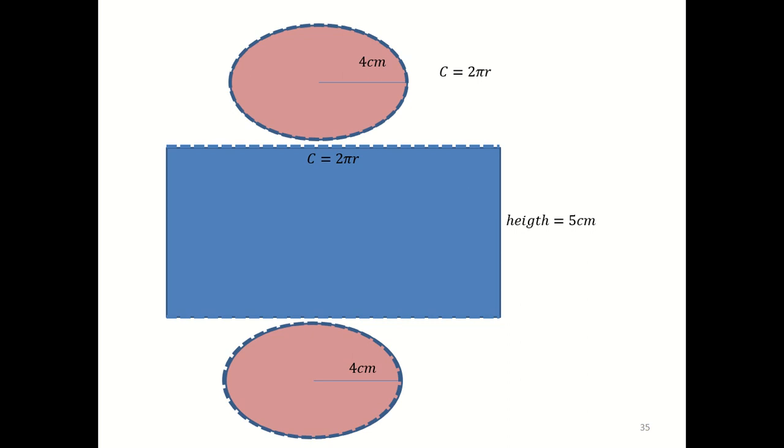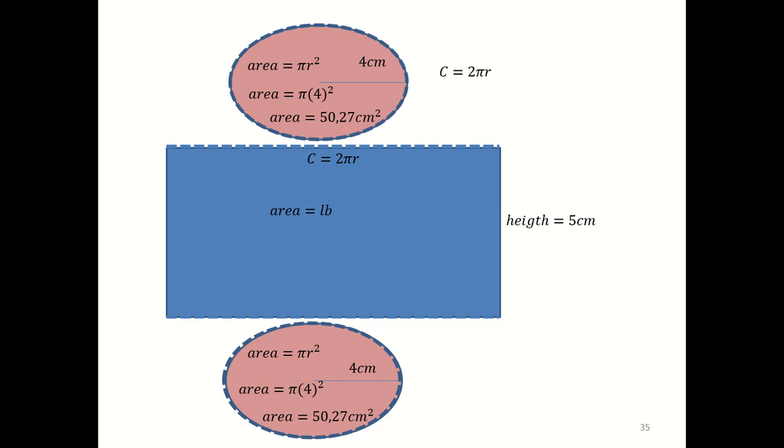And the height of the prism will simply be 5 centimeters. The area of the circle will simply be pi r squared, where r is 4, which is your radius. Please note that at times you will be given the diameter. If you're given the diameter, you need to divide it by 2 to get your radius. The area of the top circle will simply be 50,27, which is the same as the area of the bottom circle, which will be 50,27.